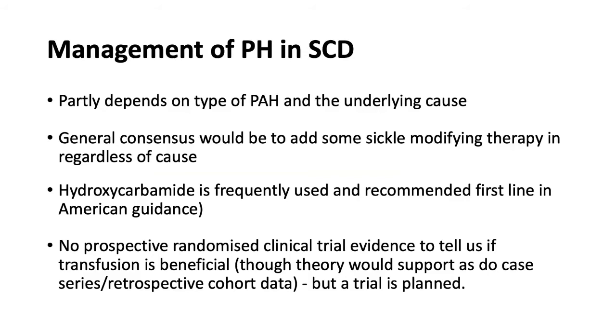So hydroxycarbamide is frequently used. It's recommended as first line in American guidance. I think lots of UK clinicians may actually have a preference towards transfusion for patients. And certainly there are a number of patients that we look after here who are on exchange transfusion, the indication being pulmonary hypertension. There's cohort study and case series data on improved outcomes with that, but there isn't currently a randomized control trial, although one is planned.